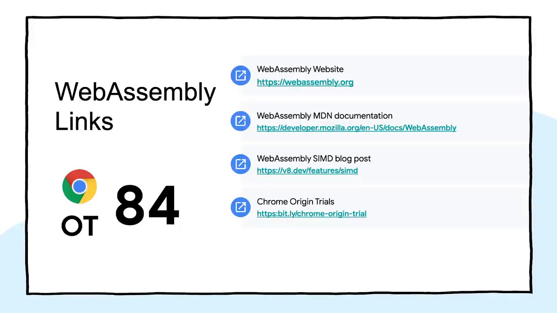If you're interested in diving into WebAssembly and SIMD, here are some of the links that should help you get started. WebAssembly SIMD is doing an origin trial in Chrome M84, which will start rolling out to users on July 14th. If you aren't familiar with origin trials, it's basically a mechanism for you to test out features with production users while we may still be making some changes to the API. You can read more about those origin trials at this link as well.